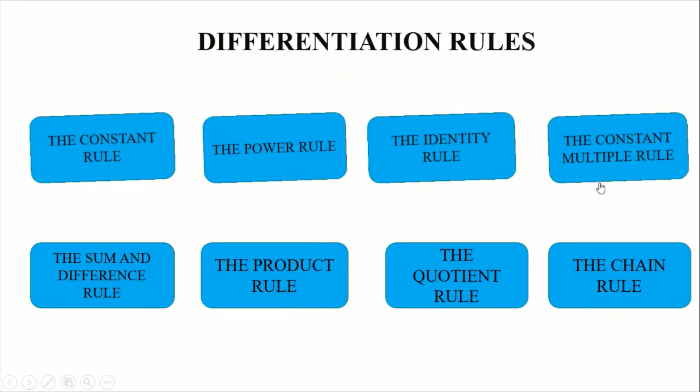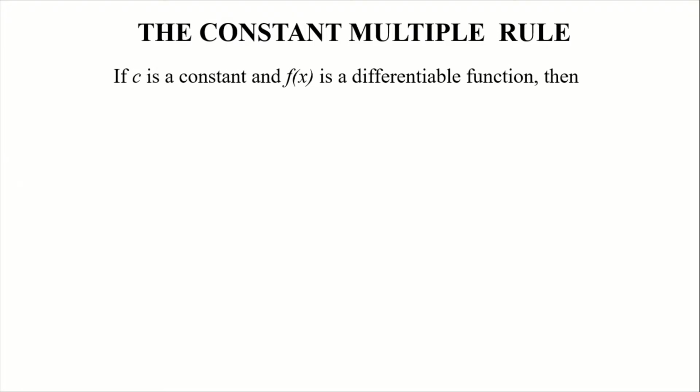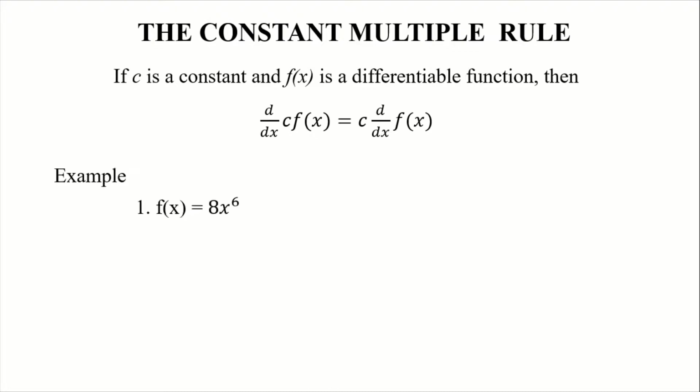Right? So, for the last rule, sa video na ito, constant multiple rule. So, if c is a constant and f of x is a differentiable function, then d dx of c times f of x is equal to c times d dx of f of x. So, ibig sabihin nun, dito sa constant multiple rule, ayan, i-multiply natin yung power sa coefficient. Okay? And then, reduce again tayo ng 1 doon sa power.